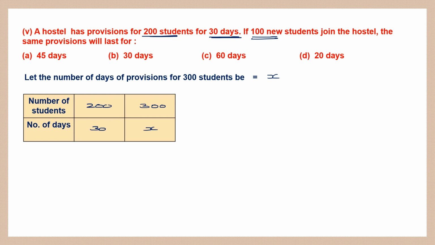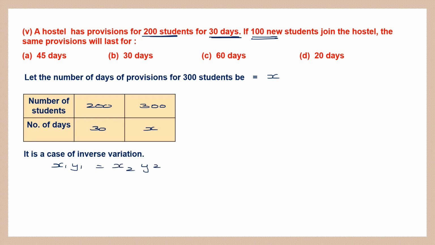So now we know that they are in inverse variation. This is a case of inverse variation because when the number of students was 200, the number of days was 30. But when the number of students increases, the number of days will decrease. So this is a case of inverse variation. Then in that case, we say x1 y1 should be equal to x2 y2. It should be a constant.